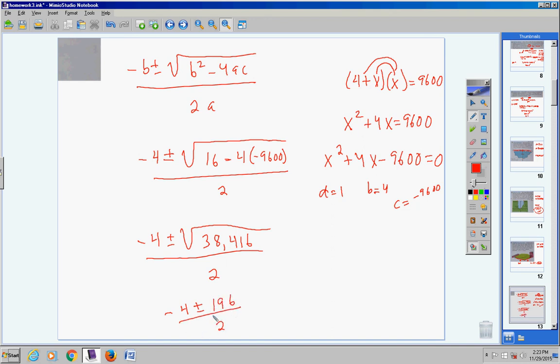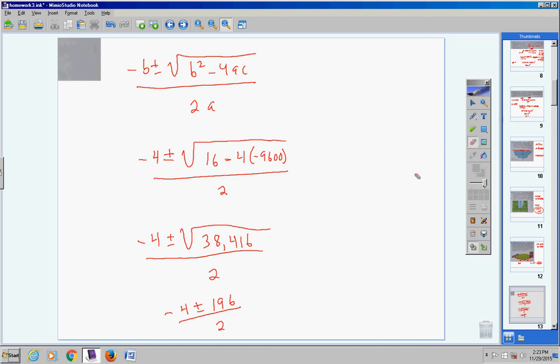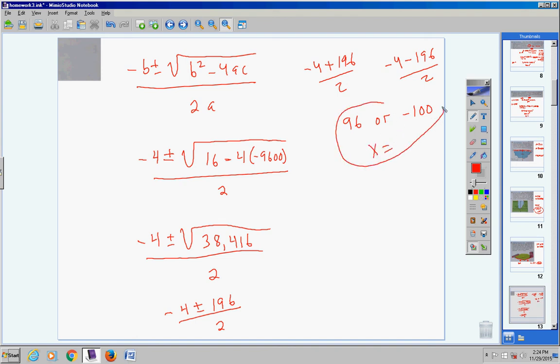196 times 196 gives you 38,416. Now let's continue on up here. I have negative 4 plus 196 divided by 2, and negative 4 minus 196 divided by 2. Now here I'm going to get 192 over 2, that's going to be 96. Over here I'm going to get negative 200 divided by 2, negative 100. So there's my two x values. X equals these two numbers right here.